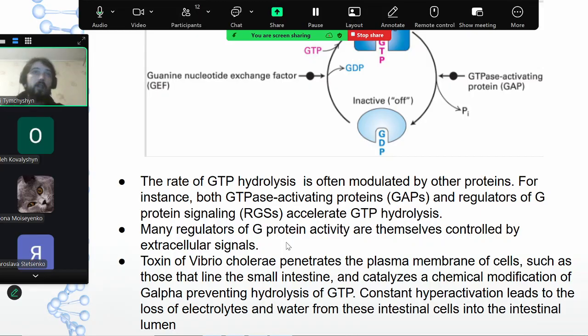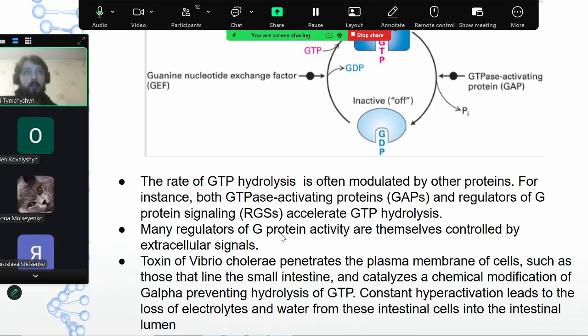Of course, that can be used by different bad organisms. For example, Vibrio cholerae synthesizes certain toxins that penetrate the plasma membrane of cells, such as those that line the small intestine, and catalyze a chemical modification of G alpha, preventing hydrolysis of GTP.